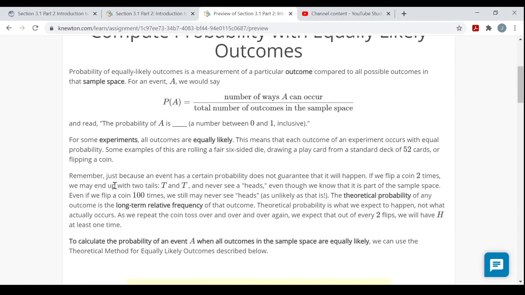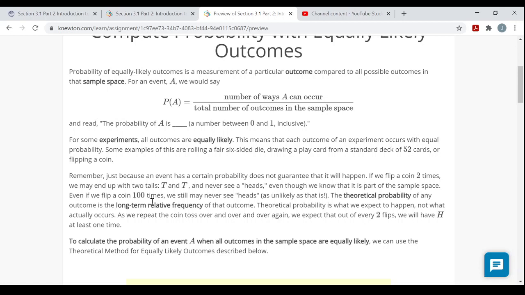Remember, just because an event has a certain probability does not guarantee that it will happen. If we flip a coin 2 times, we may end up with 2 tails, T and T, and never see a heads, even though we know that it is part of the sample space.